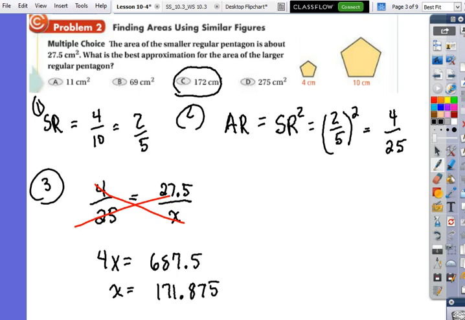Well, let's practice one then. Wait, do you always put the smaller figure over the larger figure? Or I do when I'm setting up the ratios. It doesn't matter as long as you stay consistent. So I could have done 25 over 4, but then this would have had to have been x over 27.5. When you cross multiply, you'll still get the same answer.